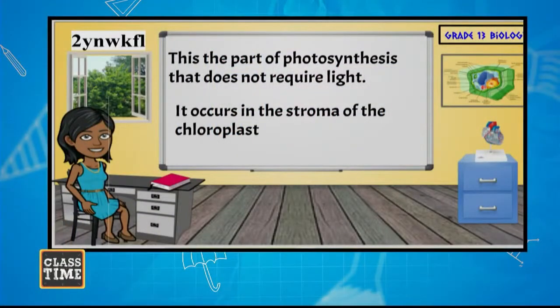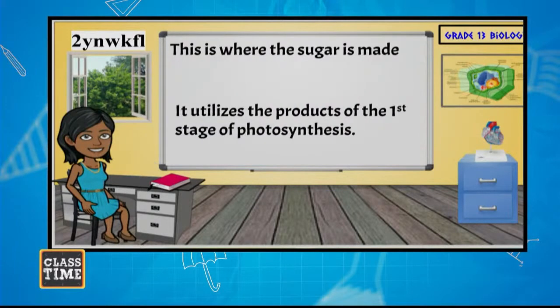It also occurs in the stroma of the chloroplast. Earlier, the light-dependent stage was occurring in the thylakoid membrane itself. This time, it occurs in the stroma. This is the stage where the sugar is made, and that's the ultimate goal of photosynthesis, as we know.